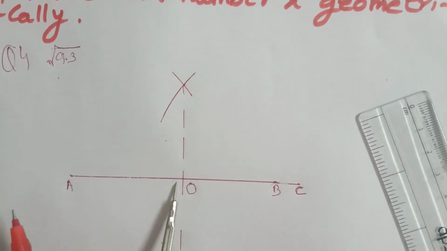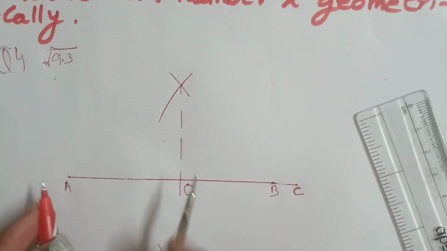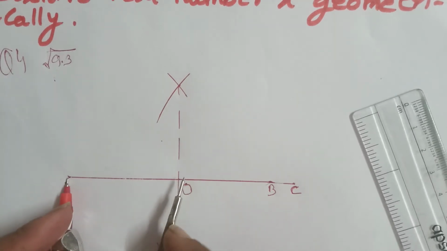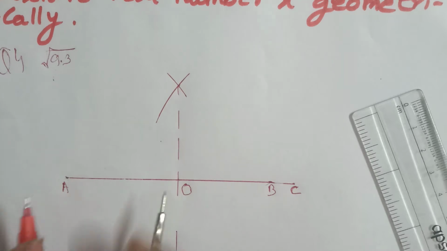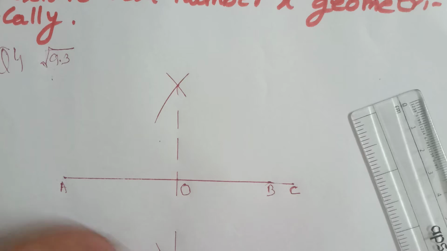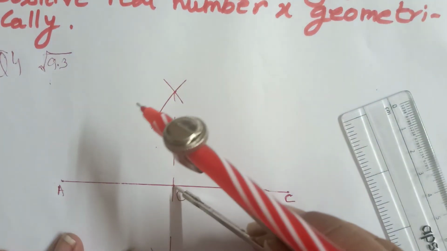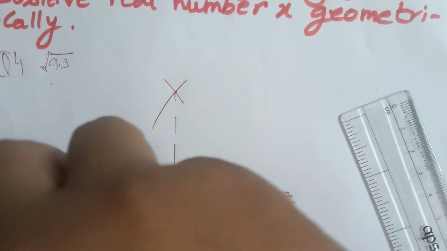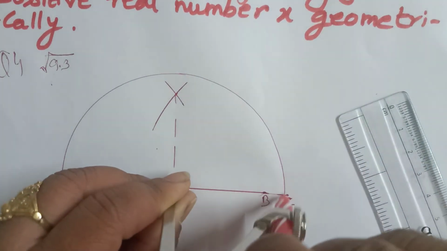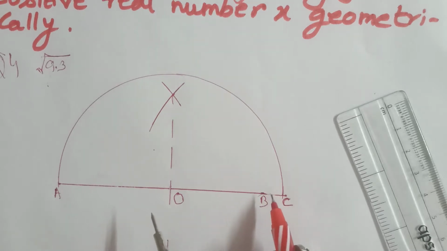Now we can see, because it is the midpoint of AC, OA is equal to OC. Taking OA or OC as the radius, we have to draw a semicircle. Now we have drawn a semicircle.